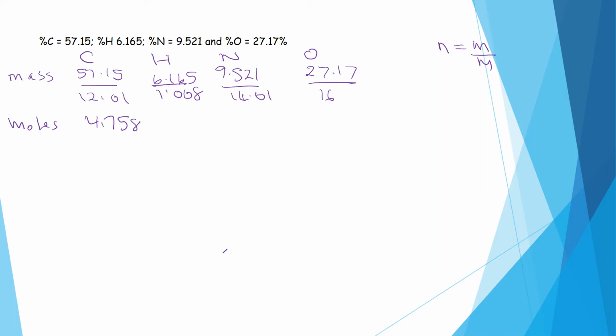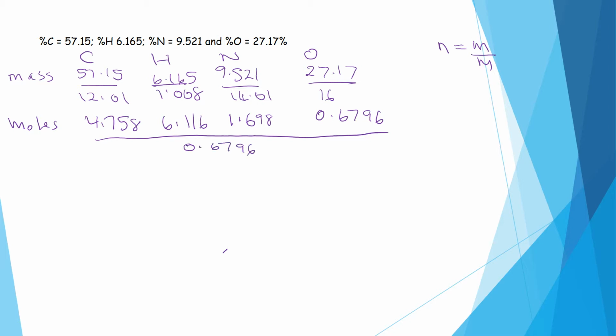This will allow us to find the moles, and the moles in this case is 4.758, 6.116, 1.698 and 0.6796. Now we need to get the simplest ratio, and to do that, remember, we always divide by the smallest. In this case the smallest is the oxygen, which is 0.6796.